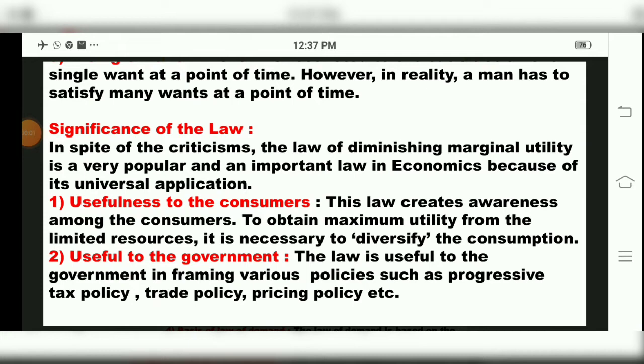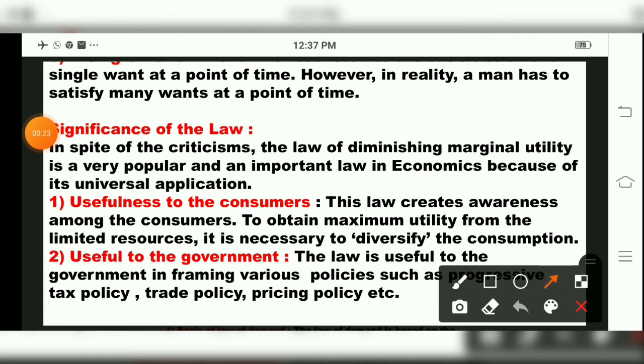Good day dear students. Last period we studied about law of diminishing marginal utility, its assumptions, exceptions and criticism. Now children, we will see the significance of law of DMU, that is diminishing marginal utility. Now see the first point over here. The significance of the law is first that it is useful to the consumer.